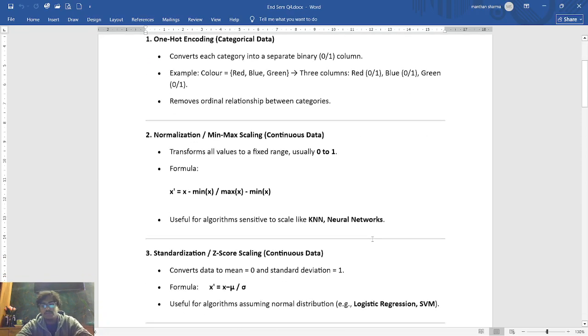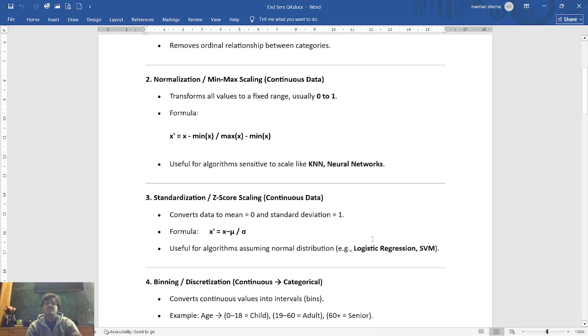The second technique is normalization, also called min-max scaling. It transforms numerical values to a fixed range, usually between 0 and 1. This is very useful for algorithms like KNN and neural networks that are sensitive to scale. The third technique is standardization, also called Z-score scaling. It transforms data so that the mean becomes 0 and the standard deviation becomes 1. We use it when algorithms assume normal distributions, such as logistic regression or SVM.